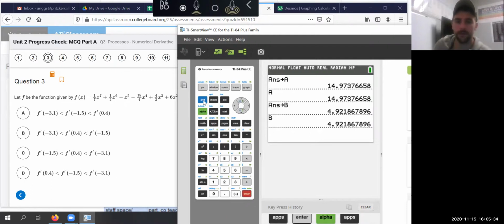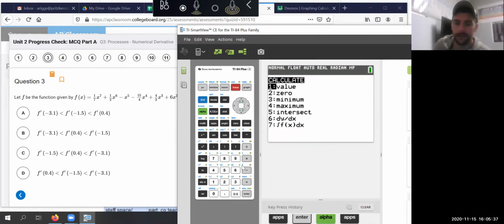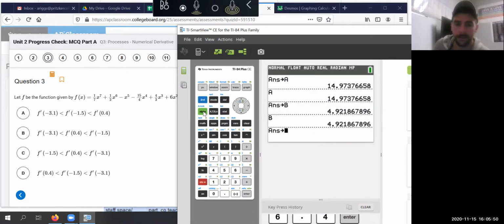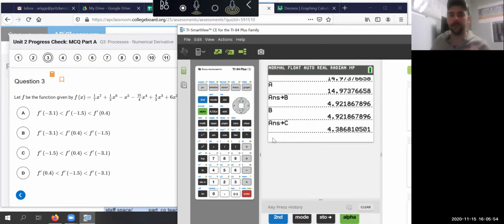And now I can hit graph and go second trace and hit 6 for dy/dx to find the slope there, and then just type in 0.4 for our x value. Looks like our slope right there is 4.38. So now let's hit second quit, store. Then alpha, I'll go to programs so I can get the C button. So now I have all these values stored.